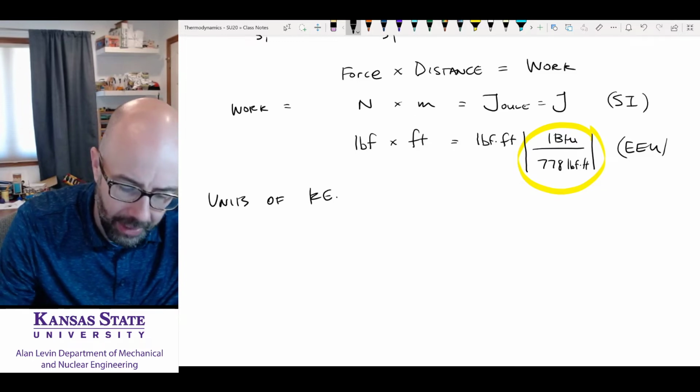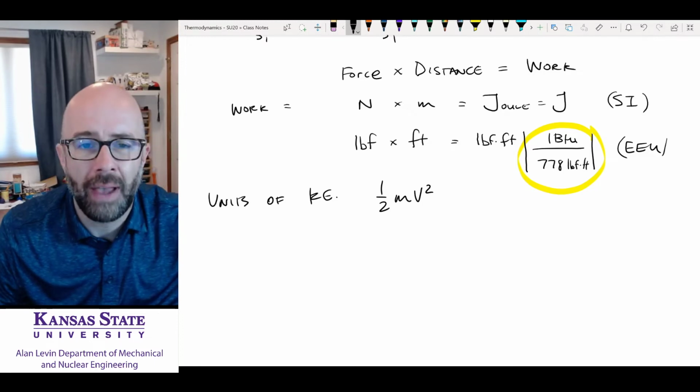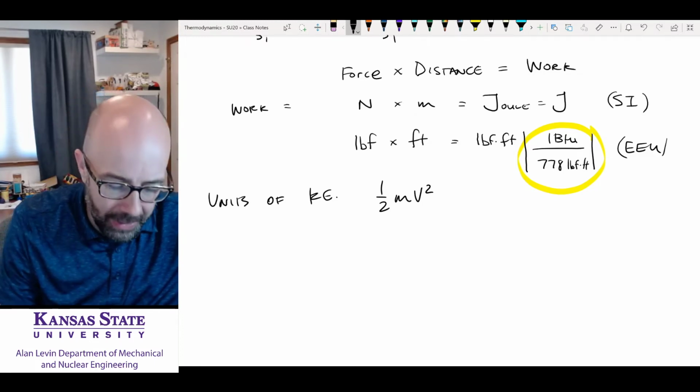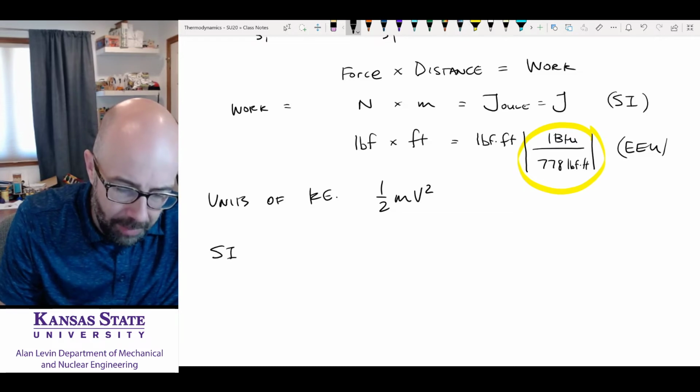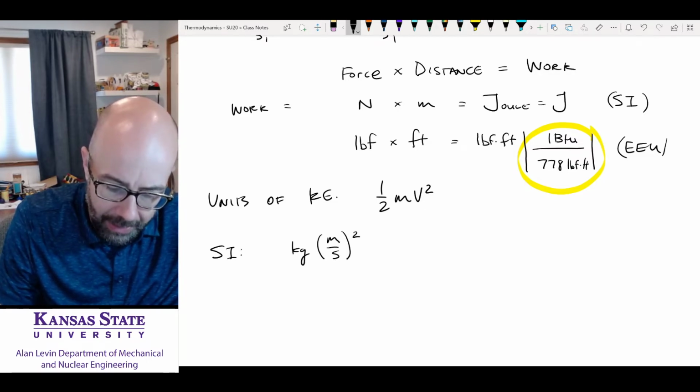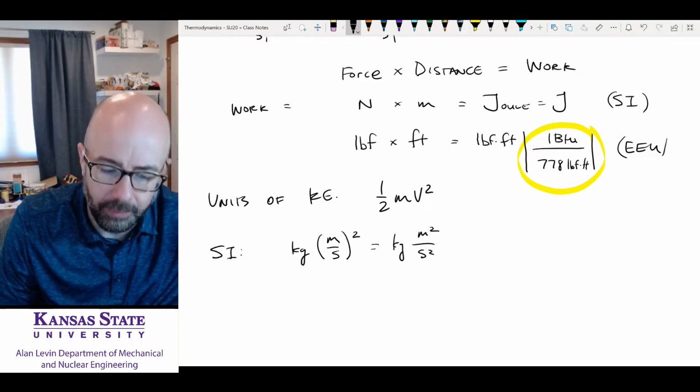Okay, what do we say? Kinetic energy was 1/2 mv squared, right? Well, 1/2 has no units. We don't have to really worry about that. That's a constant. But in SI, our mass is going to be in kilograms. Our velocity is going to be in meters per second, and we're going to have to square that. So we're going to end up here with kilograms meters squared per second squared.